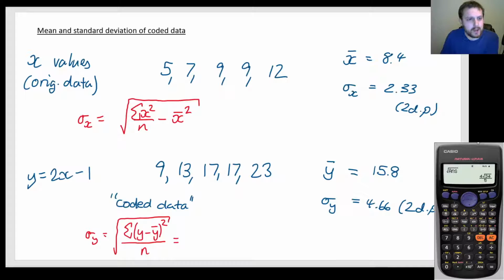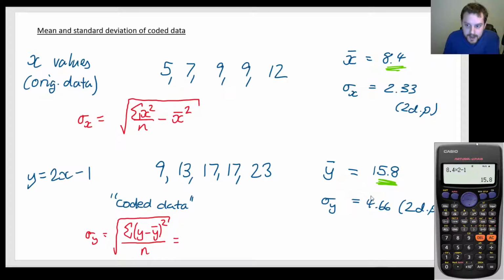Right, so anyway, let's have a look at this. What is the relationship that we've got going on here? This 8.4, what's happened to make it 15.8? Well, what we've really done is we've doubled this mean and then taken away 1. So if I do 8.4 and double it and then take away 1, I get 15.8.